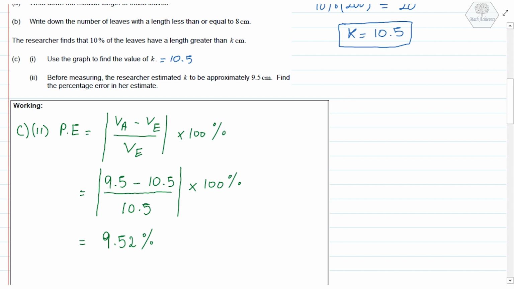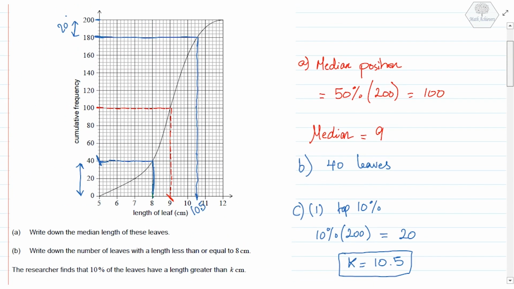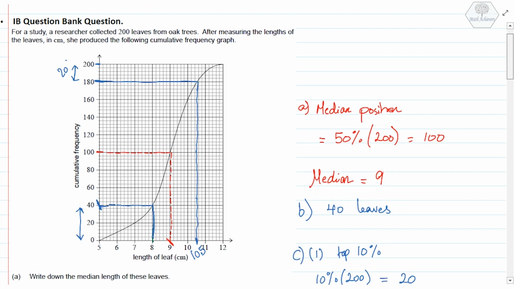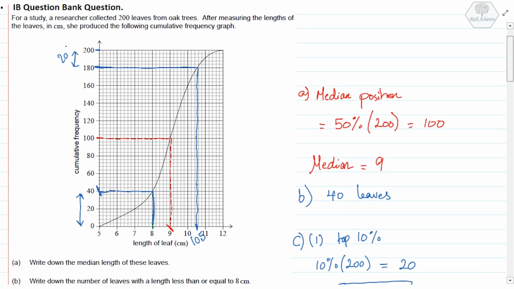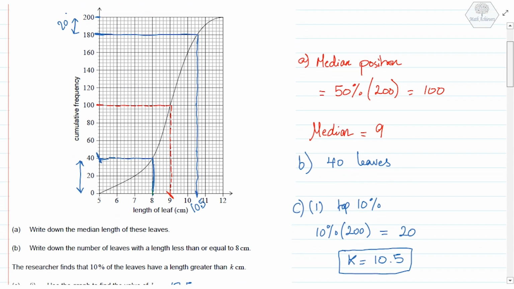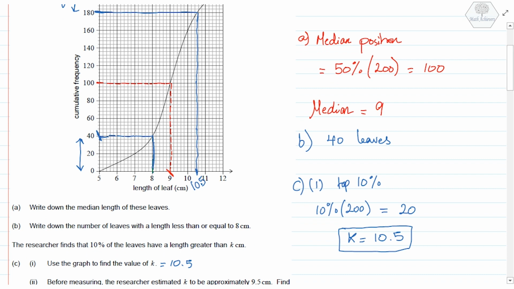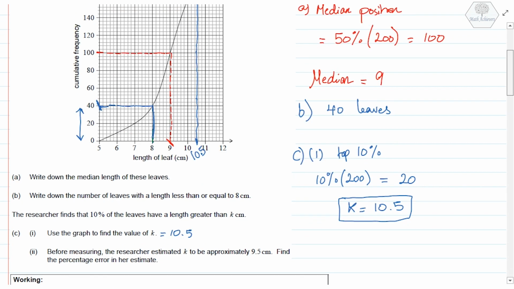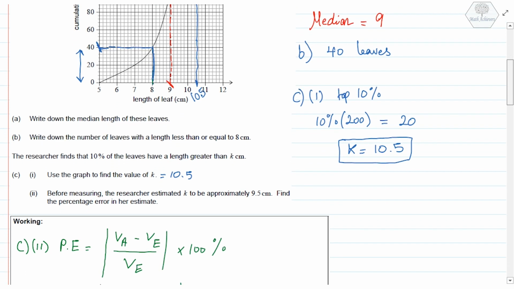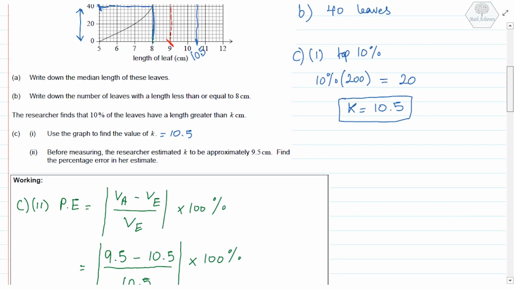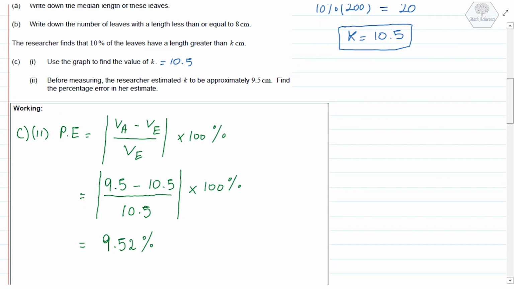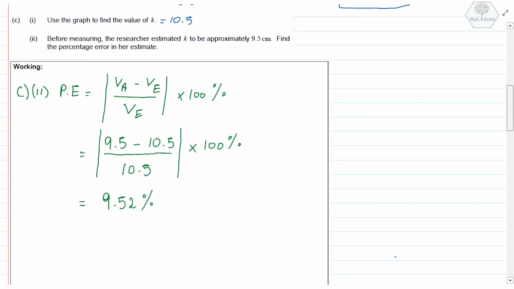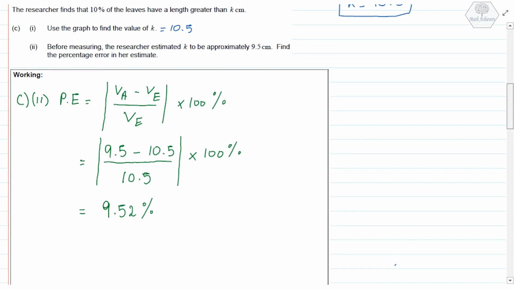And by this, we could solve this cumulative frequency problem by first, we wrote down the median by finding the position, which is the 50%, and then we wrote down the number of leaves which are less than 8. After that, we found the top 10% and we found the value of K for it, and then we calculated the percentage error for that approximated value.